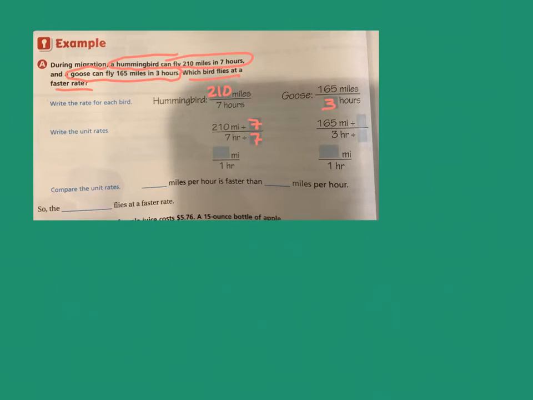210 divided by 7 is 30 miles, and 7 divided by 7 is 1. So we have 30 miles per 1 hour, or 30 miles per hour. This one is 165 divided by 3. We'll divide 3 by both of these.